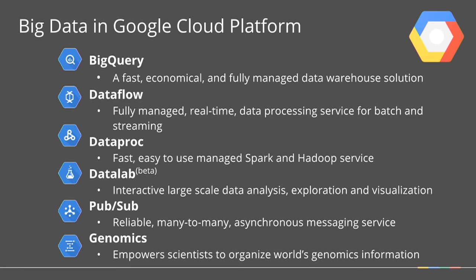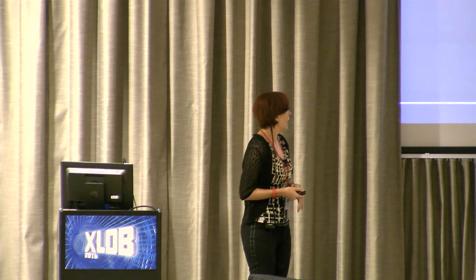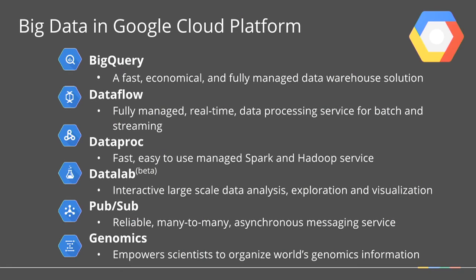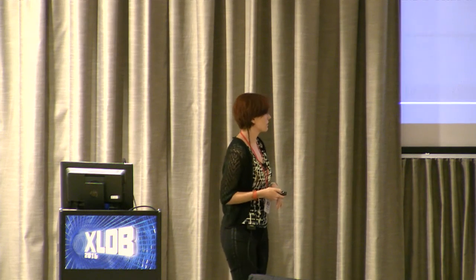We have Datalab, which is in beta. It's an interactive, large-scale data analysis, exploration, and visualization tool, so it allows you to see the patterns in your data. PubSub is our asynchronous messaging service, large-scale, at-least-once, many-to-many. And finally, we have Genomics, whose goal is to empower scientists to organize the world's genomics data.